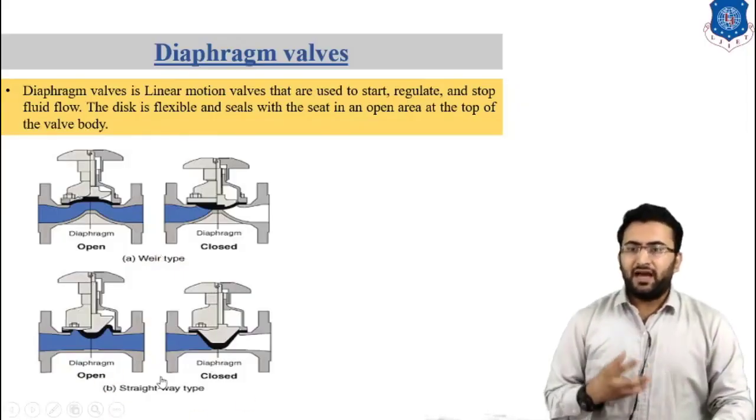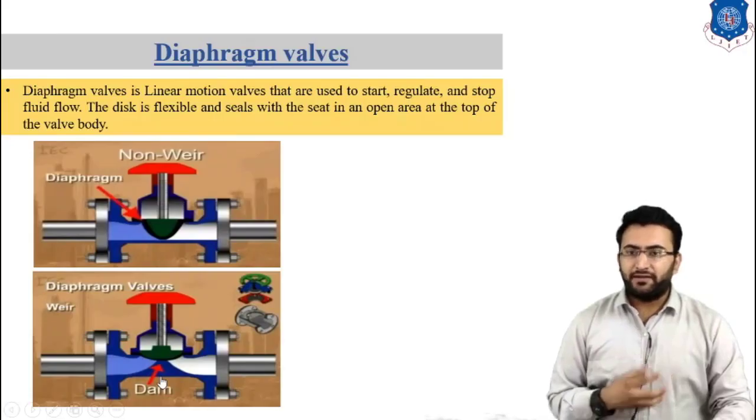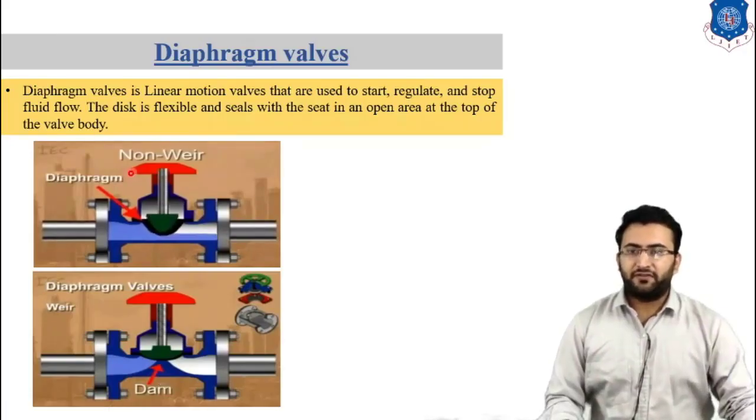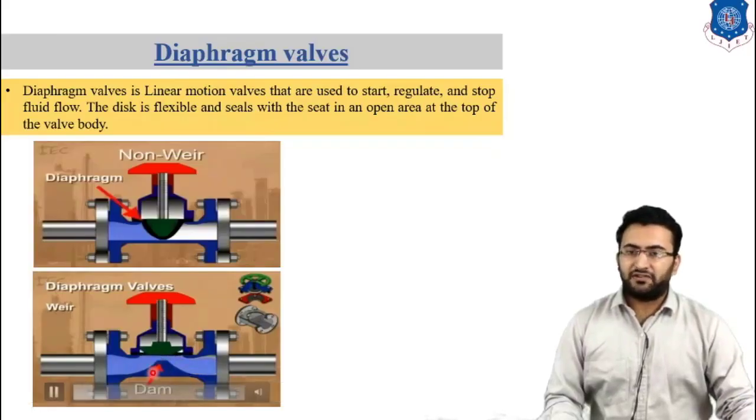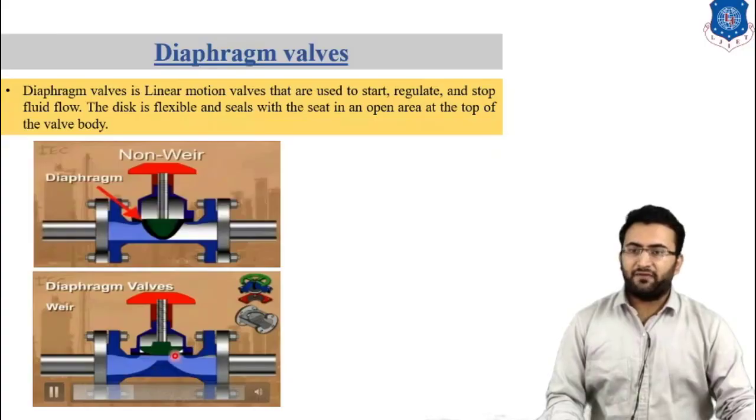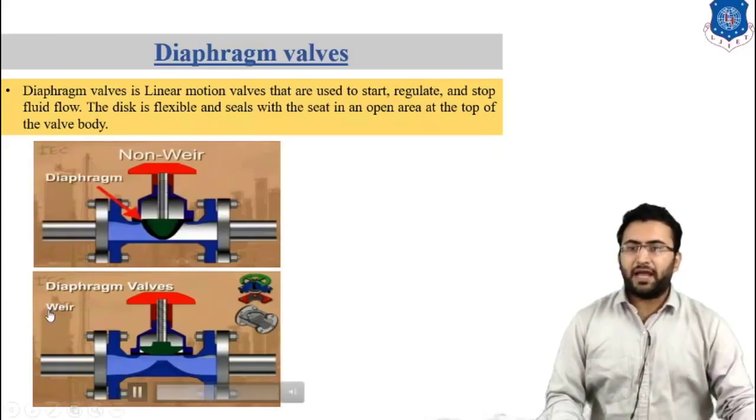So let's see how the straightway type diaphragm valve looks. This is a straightway type diaphragm valve. There is no slope in the passage, that's why the diaphragm moves easily in upward and downward direction. And this is a weir type diaphragm valve, in which there is a dam, or you can say there is a slope in this passage. That's why this type of diaphragm valve is known as a weir type diaphragm valve.